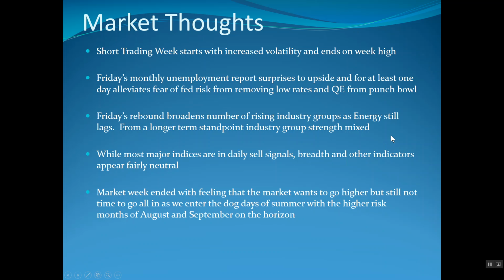So market thoughts. Short trading week starts with increased volatility and ended on a high. Friday's monthly unemployment report surprised to the upside and for at least one day alleviates the fear of Fed risk for removing low rates and QE. It's not saying they're not going to remove them, but the risk was lower. Interesting how many industry groups had short-term momentum to the upside. On Thursday there were two. On Friday there was 50, and I don't think there's anything to the downside.